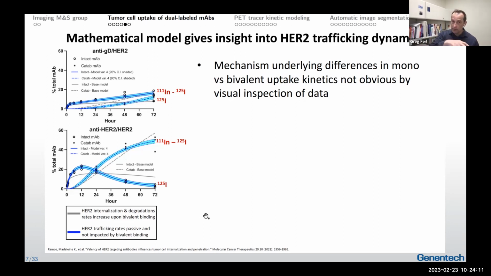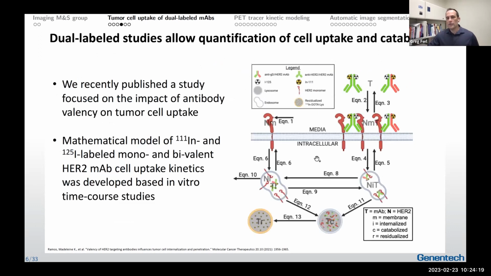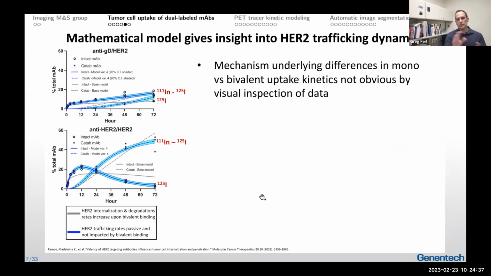So we used the model that I showed on the previous slide and evaluated different hypotheses. The hypotheses we evaluated, I'll go back, are that the base model would say that when the bivalent antibody is bound to HER2, there's no change in rates of internalization, there's no change in rates of trafficking. And then we looked at all different other combinations where you have increased internalization of the bivalent antibody, increased rates of catabolism, and so on. So anyways, we looked at a bunch of different scenarios.